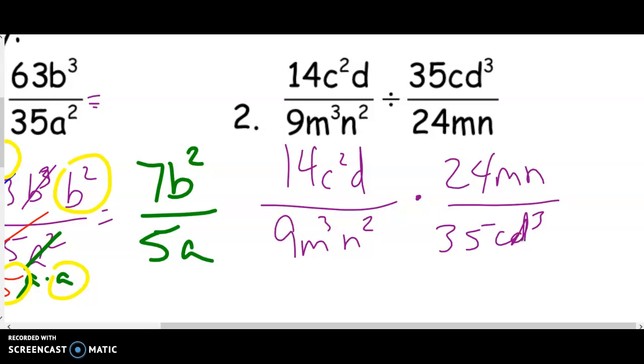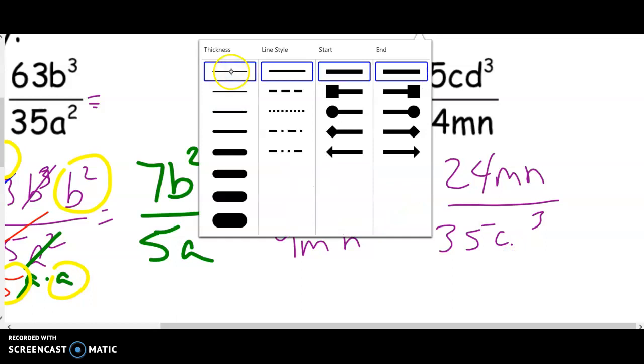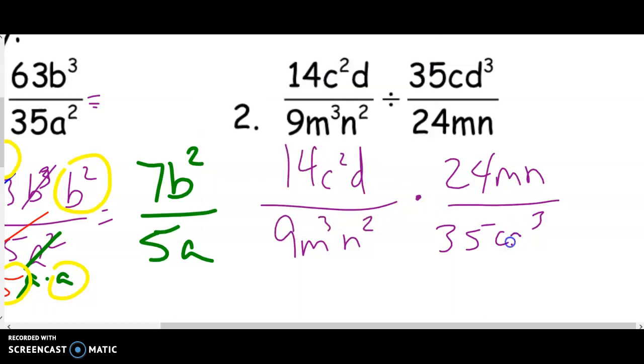Clean this up a little bit. I like the way this D looks. All right, let's get to canceling. Right away, what do we have? 14 is 7 by 2. 35 is 7 by 5. So these 7s will cancel.